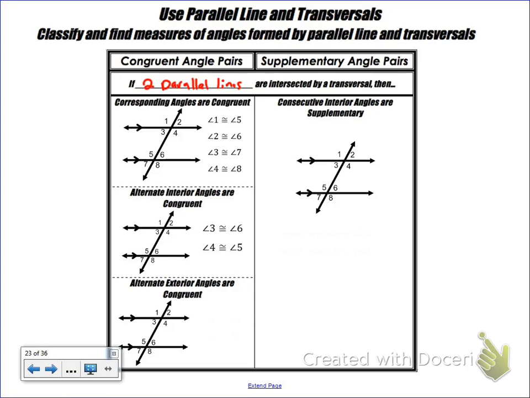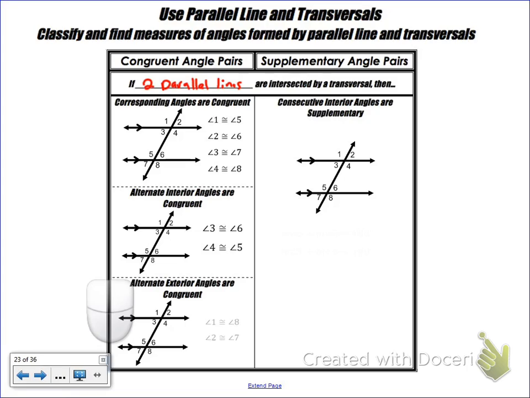And then my last pair of congruent angles is going to be my alternate exterior angles, which again, remember, are angle 1 and 8, and 2 and 7. So all three of these angle pairs, corresponding angles, alternate interior angles, and alternate exterior angles, are going to be congruent when I have parallel lines.